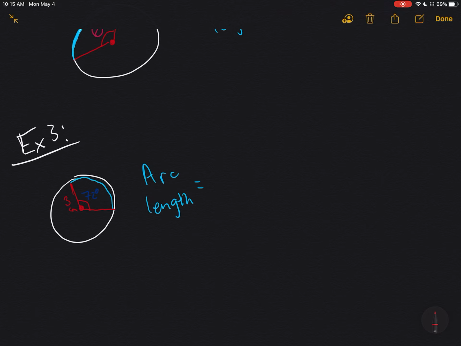So let's start plugging things in. 2 times pi times r, the radius is 3, so times 3. That would give us the circumference of the entire circle, which is 6 pi, a little over 18. So I should expect any answer I get to be significantly less than that, right? 72, as it turns out, is 1/5 of 360 degrees. So we should expect whatever we get to be about 1/5 of 18 point something, right?